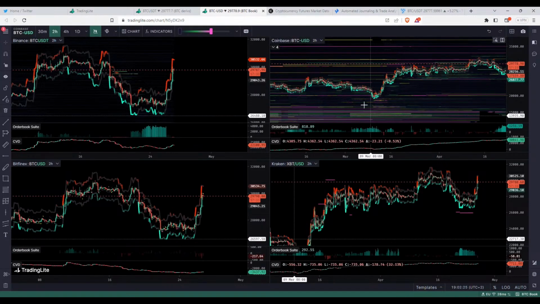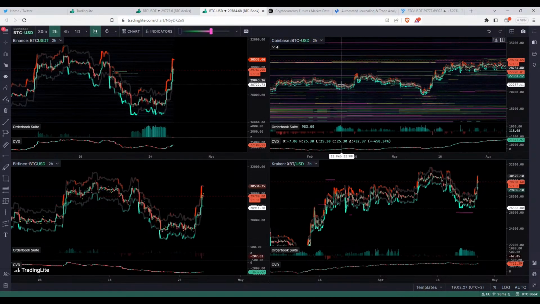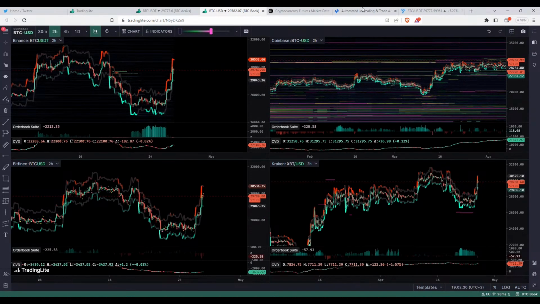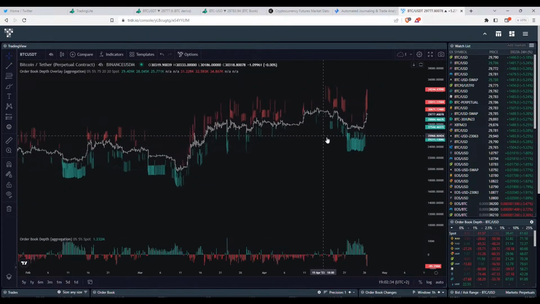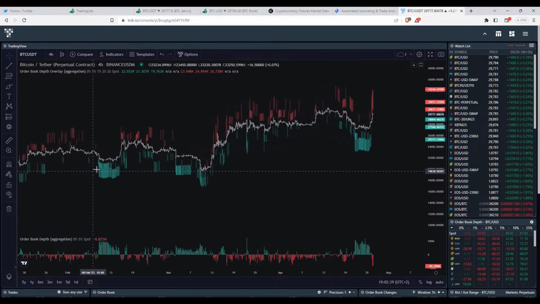You can see it right here. We have a very similar situation at the bottom here in February as well. And if I take a look at this chart right here, this is once again showing heavily skewed bids and offers.